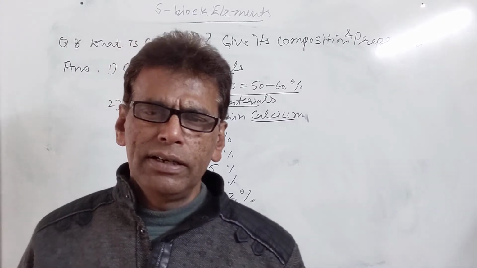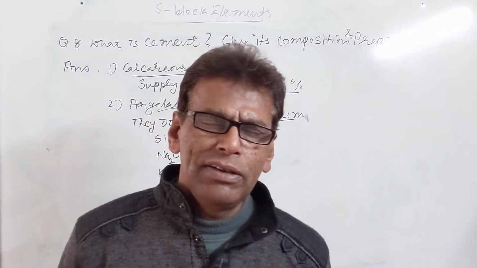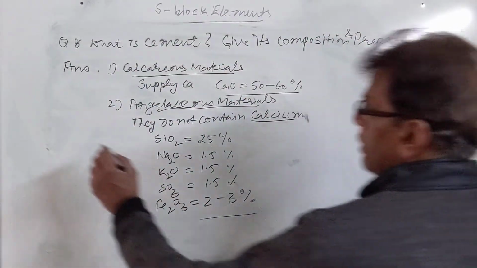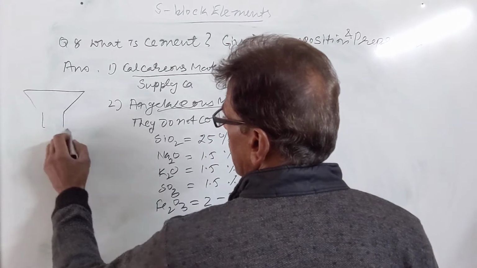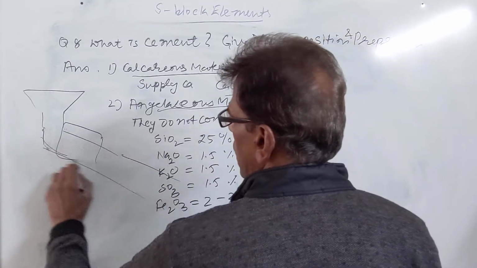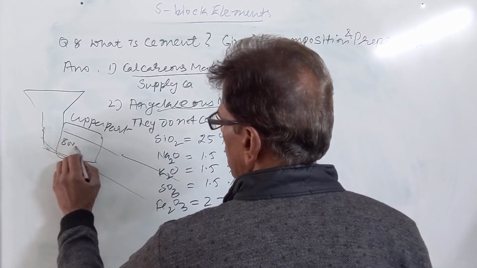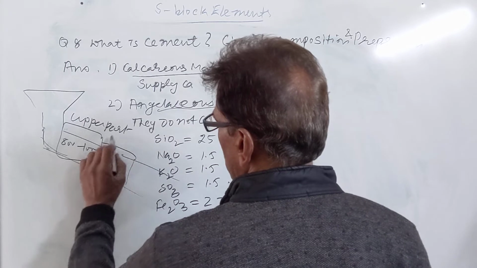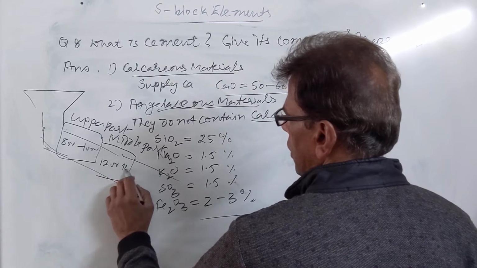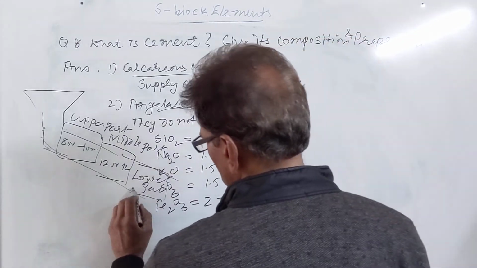All these calcareous and argillaceous materials are mixed together and changed into a slurry by mixing them with water. The slurry is introduced from the top of the cement kiln. The cement kiln is a structure like this. This is the upper part of the kiln, where the temperature is around 800 to 1000 Kelvin. This is the middle part, where the temperature is 1200 Kelvin. Then we have the lower part, where the temperature is more than 1200 Kelvin.